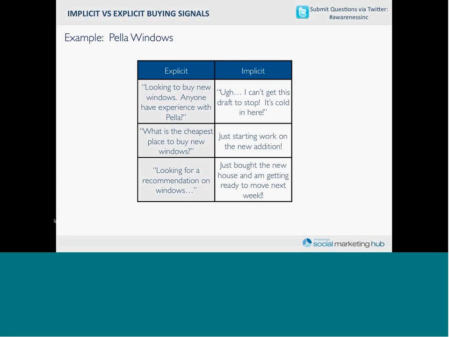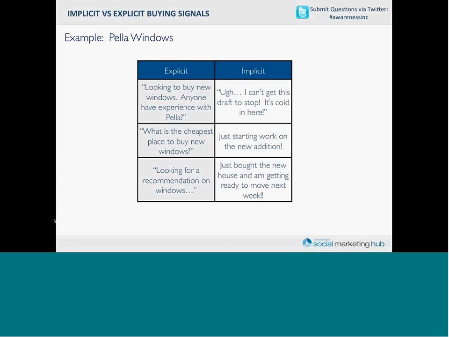But more implicit stuff where people aren't actually coming out and talking about it might be, I can't get this draft to stop. It's cold in here. Well, that's someone you want to engage with. That's some profile information you want to collect on that person to get a better understanding of what's happening with them. Or I just started working on my new addition. Or just bought the new house and I'm getting ready to move in next week. All buying cues or potential buying cues that are going to indicate that someone's interested in taking the next step and looking at a product, potentially.